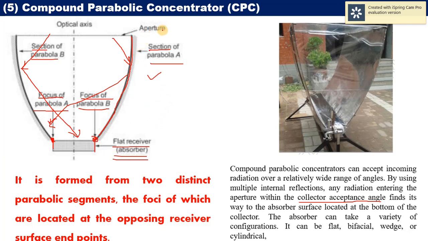Here we are using the parabolic collectors mounted on the edges. The construction details are such that for parabola A, the focus point is on one end of the absorber, and for the other parabola B, the focus point is on the other end of the receiver. So that type of construction is to be maintained.